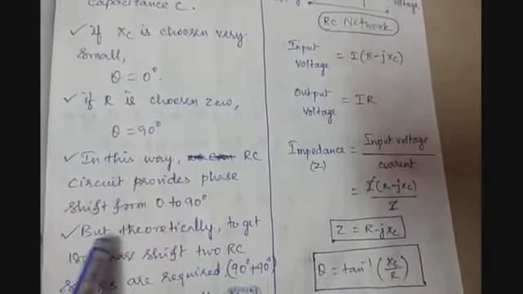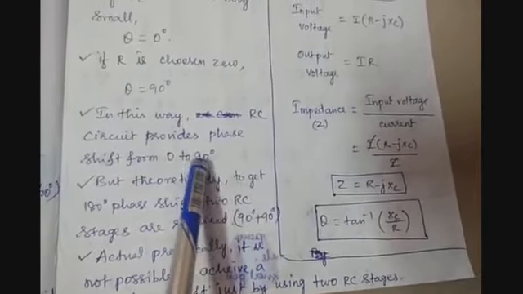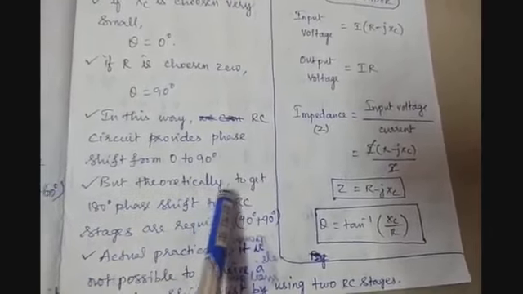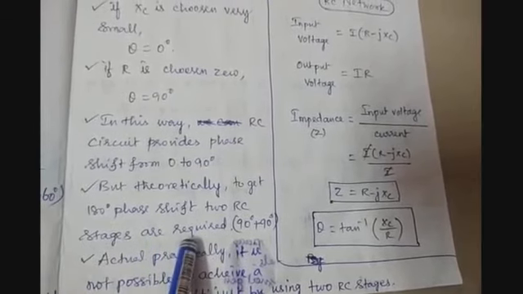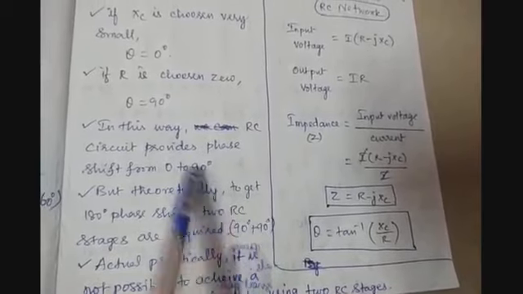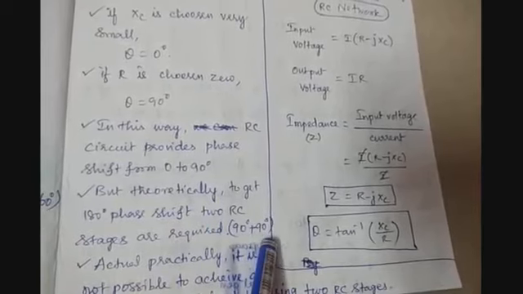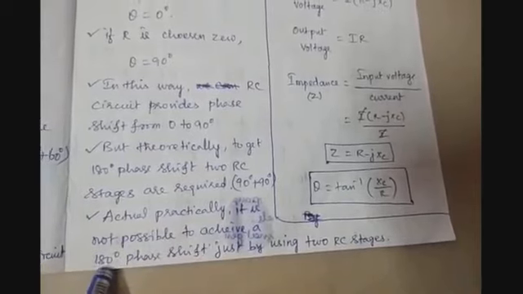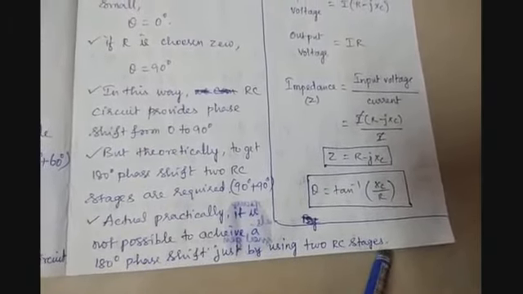But the problem is, theoretically this 90 degrees we can achieve. See, that is what is given here. Theoretically, to get a 180 degree phase shift, 2 RC stages are required, which means one stage is for 90 degrees and another stage is for 90 degrees. 90 plus 90 is 180 degrees, right? Theoretically it is okay. But in the practical case, it is not possible to achieve the 180 degree phase shift just by using 2 RC stages.